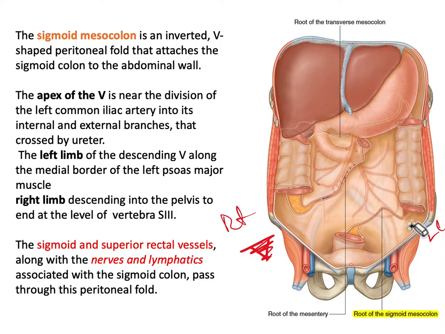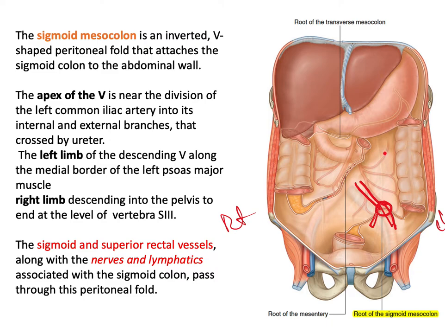Let us erase these things. And again, you can see here is the inverted V shape of the sigmoid mesocolon. So where is the apex located? Look at the shadow here. This is the left external iliac artery. That means here is the internal one, this is the external iliac, this is the internal iliac, this is the bifurcation, this is the common iliac that divided into internal and external iliac. This is the bifurcation. That means the apex of the V, the apex of the sigmoid mesocolon, is located near the bifurcation or division of the left common iliac into internal and external, right?